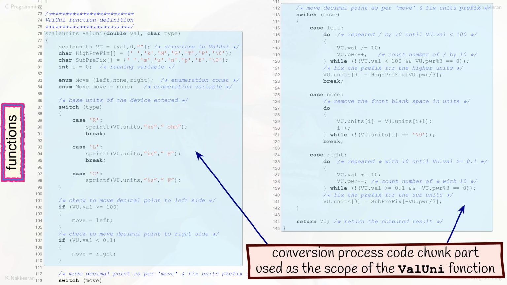Lines 76 to 145 are written for the definition of the valUni function to perform the conversion process and return the structure of type scale units to line 65, where the valUni function was invoked. The statements written for the conversion process in the previous lecture's C program are separated and used as the scope of the valUni function.